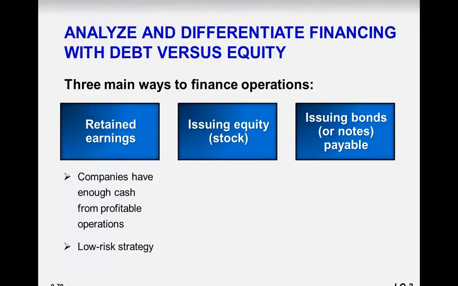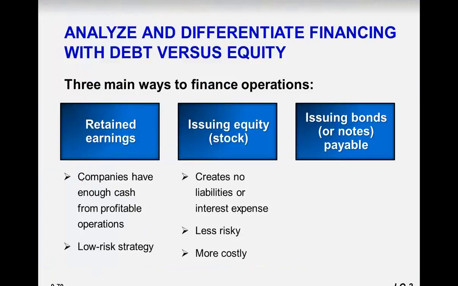This is a low-risk strategy. We can self-finance through retained earnings if we've got the money. We can also issue stock. Issuing stock creates no liabilities or interest expense. It's less risky than debt, but it is more costly because we have given up that ownership.